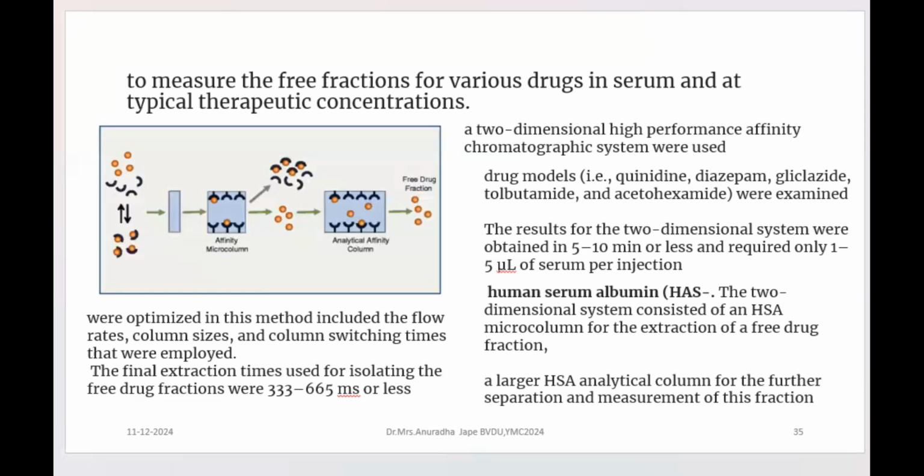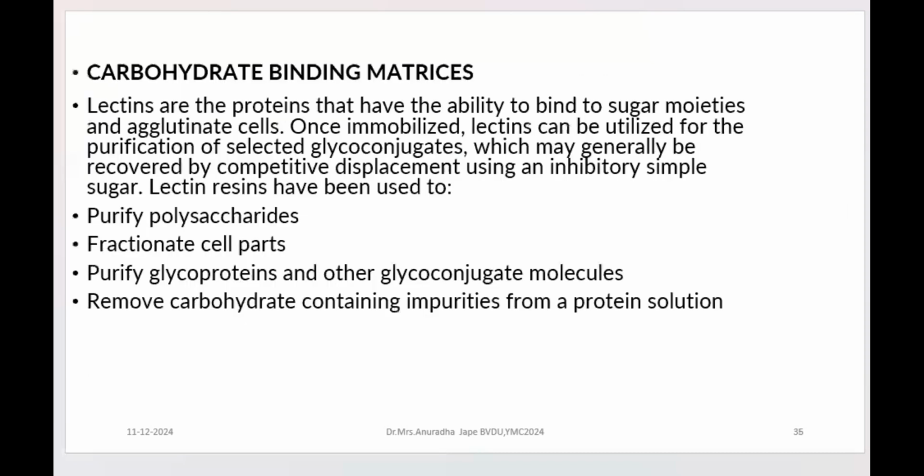So two-dimensional affinity chromatography is used for this purpose. Now, next are certain examples that we are talking about, like carbohydrates and lectins. In the previous lecture also we have talked about lectins. So these are the proteins that have the ability to bind to sugar moieties.